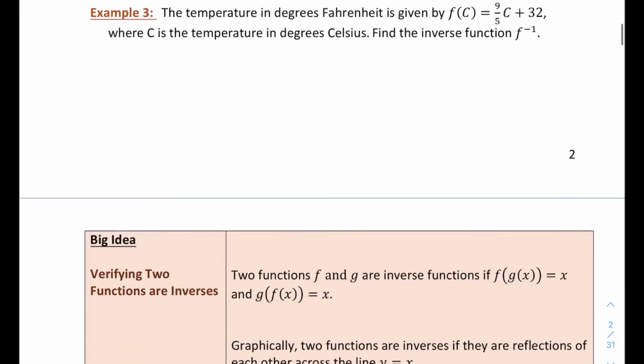Let's look at a situation where you've got this function that takes in degrees Celsius and gives you out degrees Fahrenheit. We want to find the inverse of this function, which is basically going to swap those and take in our degrees Fahrenheit and give you out the degrees Celsius.